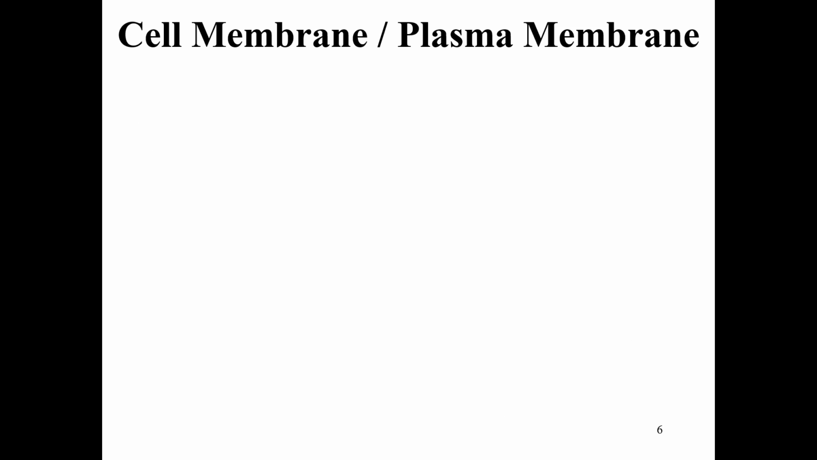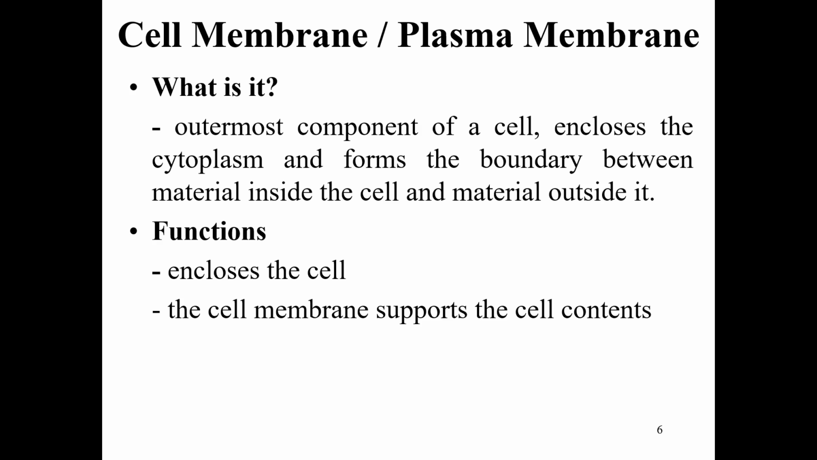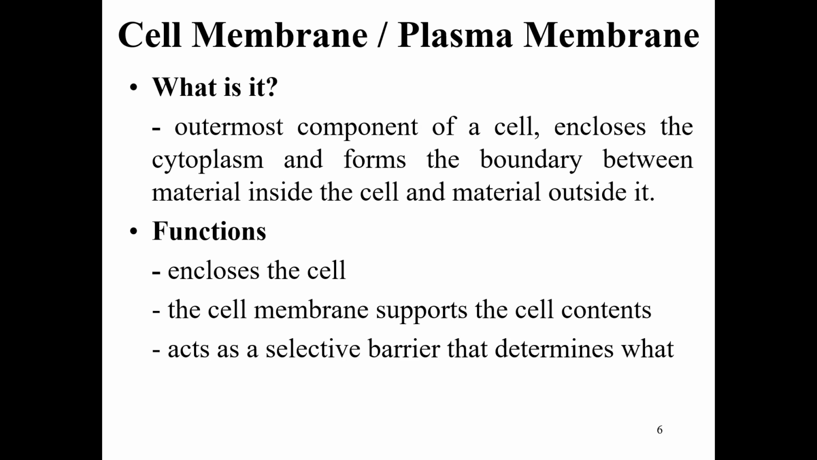So first, we will discuss the cell membrane, or plasma membrane. So what is it? It is the outermost component of a cell. It encloses the cytoplasm and forms the boundary between material inside the cell and outside the cell. It acts as the skin of the cell. The primary function is it encloses the cell. It supports the cell contents by giving the cell rigidity, and also acts as a selective barrier that determines what goes in and out of the cell.